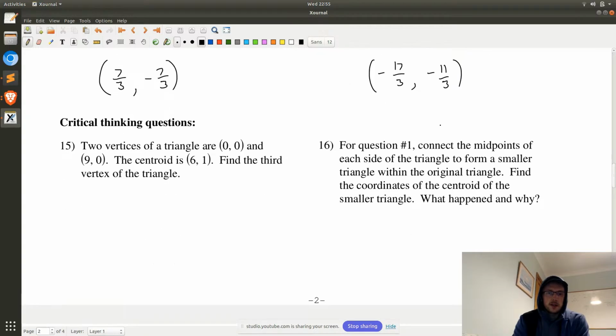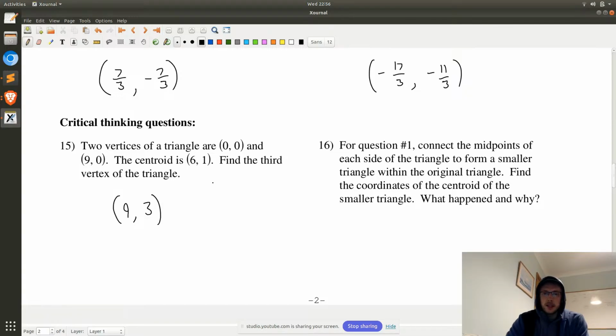Two vertices of a triangle are 0, 0, and 9, 0. And the centroid is 6, 1. So we must find the third vertex of the triangle. As the x-coordinate of the centroid is 6, that means that the x-coordinates all sum to 18. So the x-coordinate of the missing vertex must be 9. And as the y-coordinate of the centroid is 1, that means that the y-coordinates of the vertices sum to 3, which means that the missing y-coordinate of the vertex must be 3.